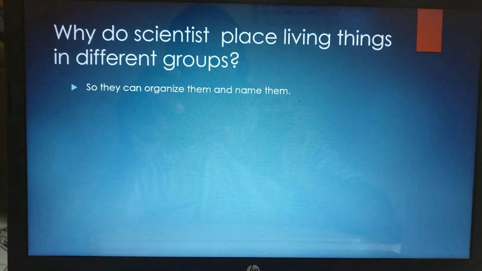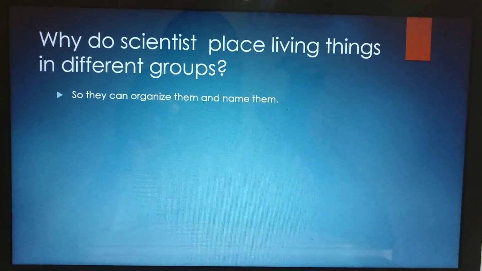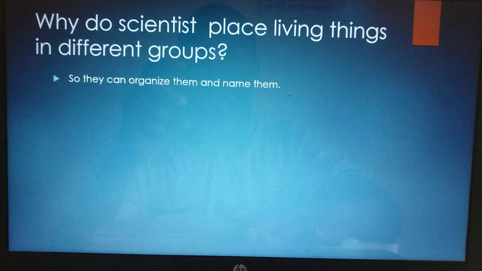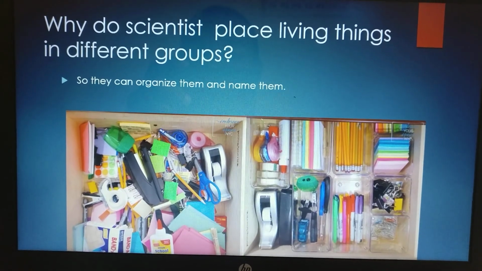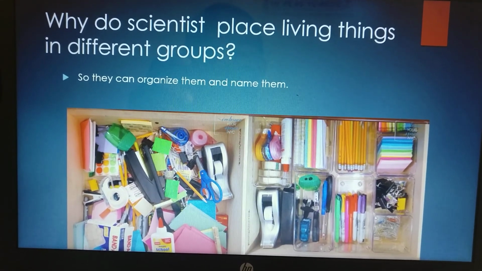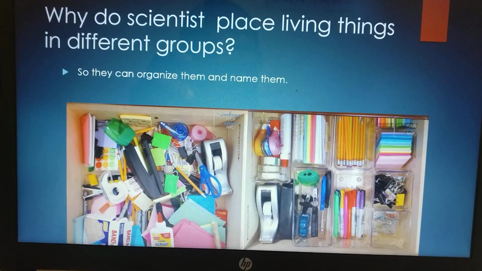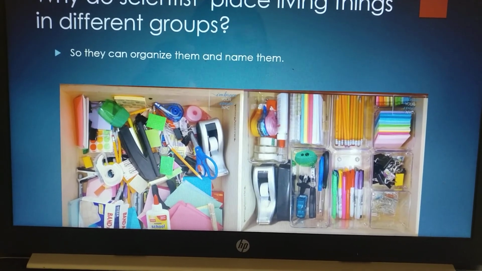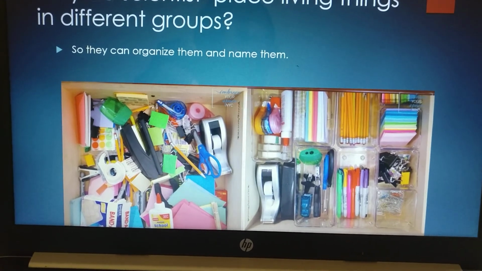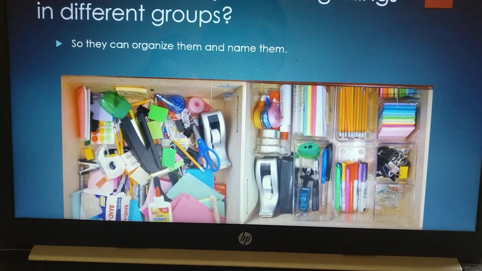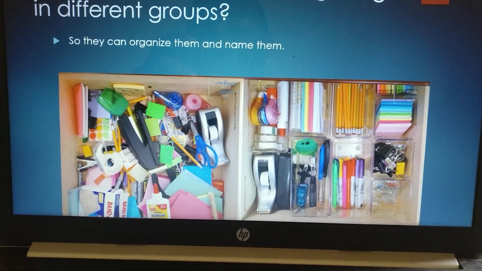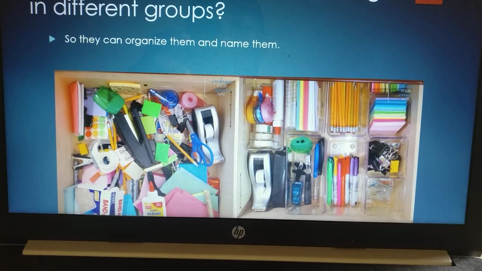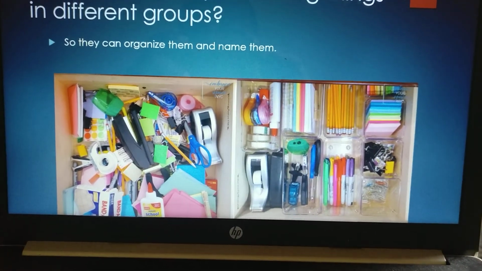All right. Okay, so now that you have your answer, the correct answer is so they can organize them and name them. Take a look at this picture here right now. On the left, you can see that the items in the image are basically disorganized. When placed in order, you can see it's easier to find something. If this was my desk and I asked someone to go and get a pencil for me, it would be easier for that person to find a pencil in the image on the right rather than on the left, because everything is disorganized. So by putting things into order, it is easier to identify them. All right, so that's for this one.